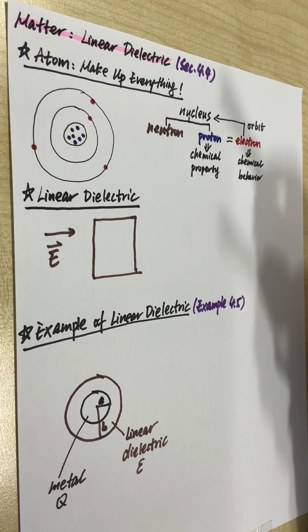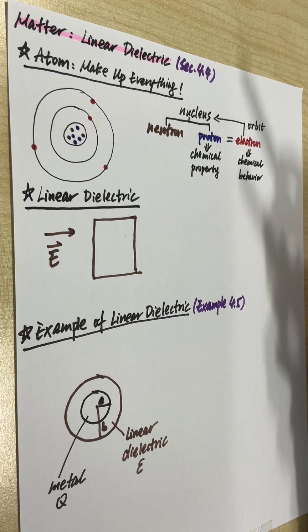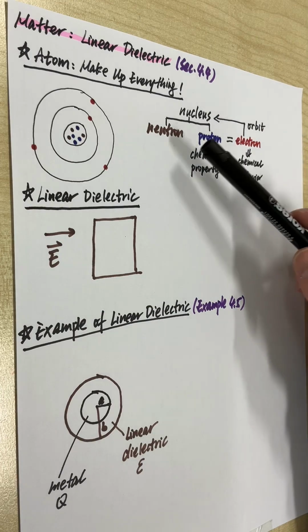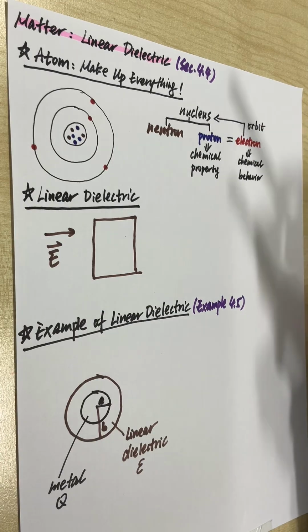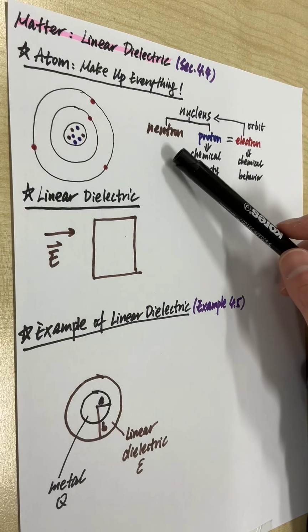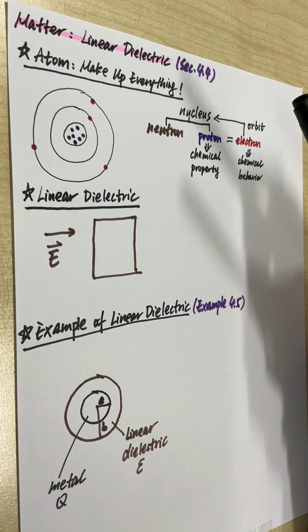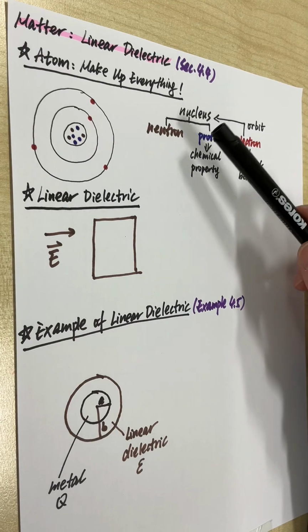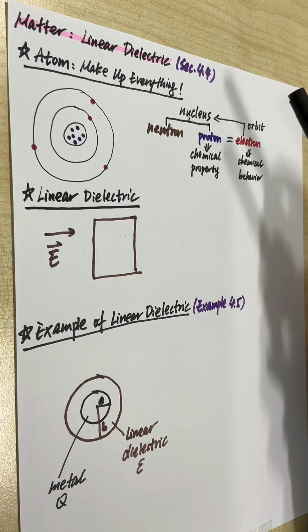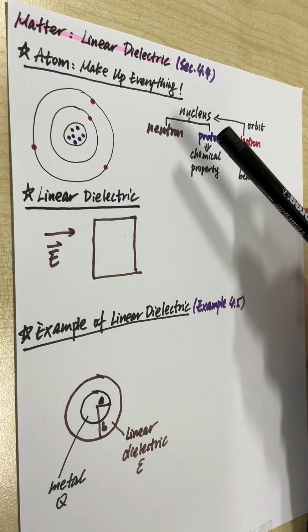There's another joke from the American sitcom Big Bang Theory. It says that a neutron, a proton, and an electron walk into a bar, and the neutron asks, how much for the drink? And then the bartender said, for you, no charge.